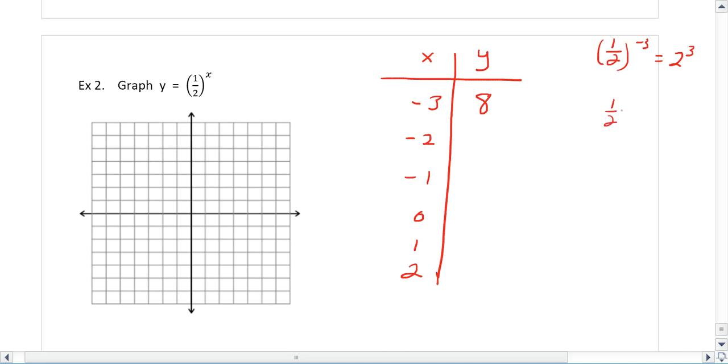Now we have 1/2 to the negative 2 power. Remember, with the negative exponent, it flips to become 2 to the second power, which is 4. And then we have 1/2 to the negative 1 power, which is 2. Anything to the 0 power is 1. 1/2 to the 1 power is 1/2. And 1/2 squared is 1/4. So now I'm going to graph these points. And now that I've graphed the points, I'm going to do my best to connect them.